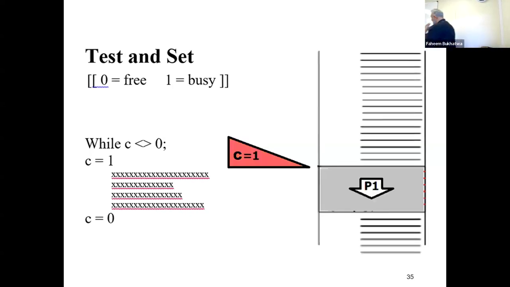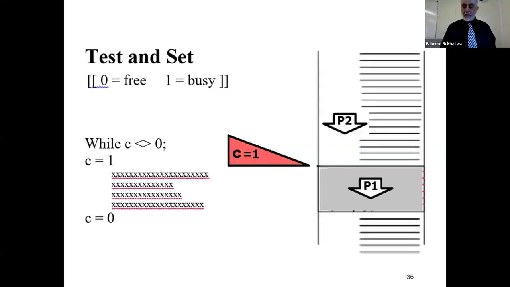See, this process just turned that block into 1. It's just a variable, a bit sometimes. It was 0, it's free. Now we turn it to 1. That means it's busy, occupied. And process 1 starts executing.